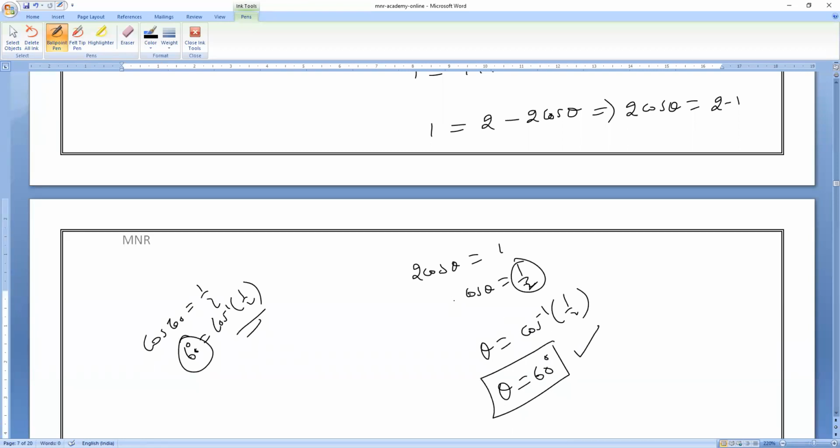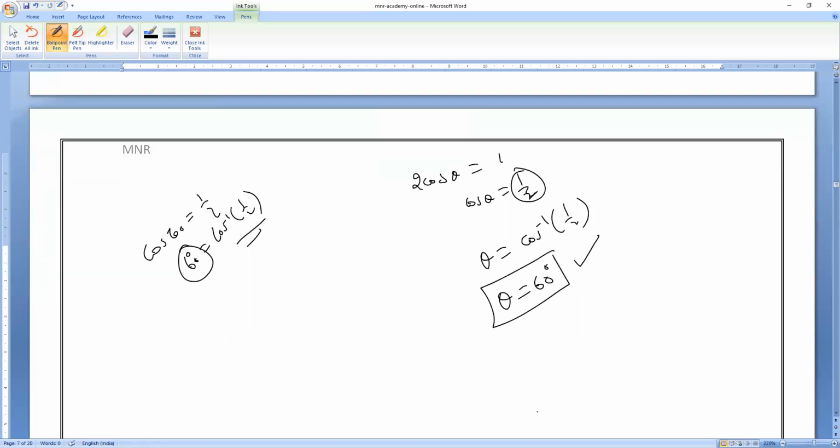That's all. Theta is equal to 60 degrees. Clear? That is what you have tried. Okay, guys. Any doubt? Anybody can ask me. Understand? Yes, sir.